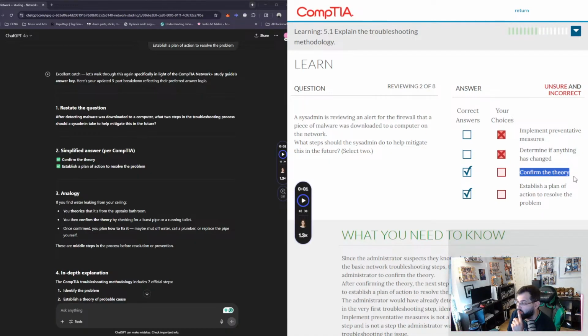So he needs to confirm the theory. Okay, I guess that makes sense. Like, what if it was a false flag? And then establish a plan. These right here are under the assumption that the theory is correct. What if the alert was wrong? What if it was like a false thing?